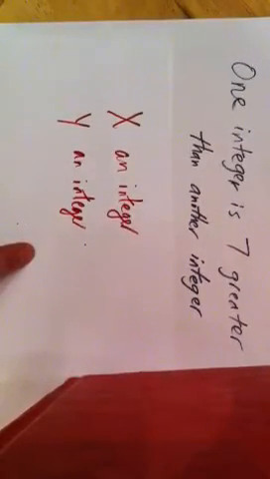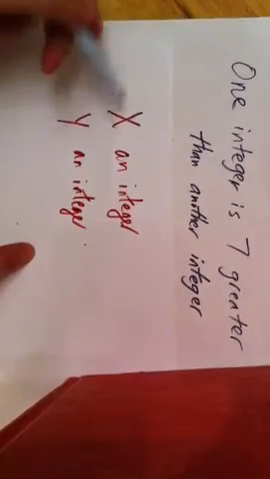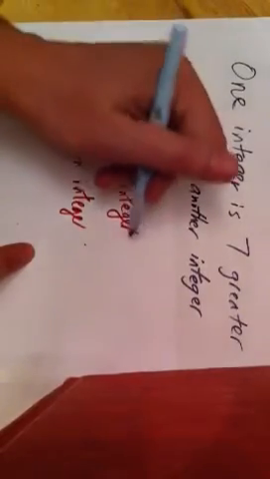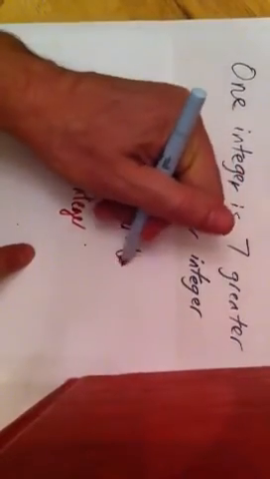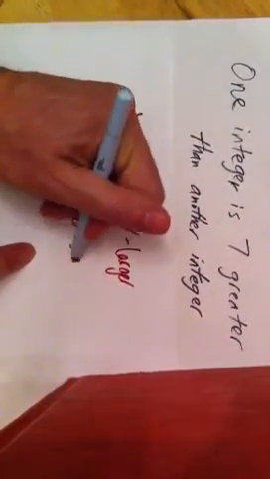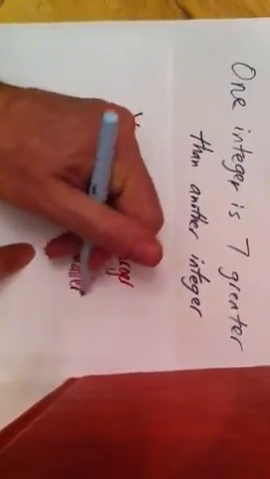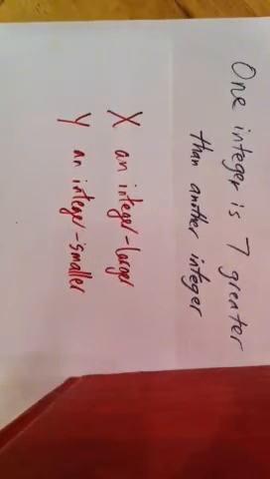Now, it says that one integer is 7 greater than another. So just for fun, I'm just going to pick x and say that that's the larger one. We can do that because all we're doing is naming it, so we're not really breaking any rules. We can name it whatever we want. X is a larger integer and y is a smaller one. Okay, so now we're ready to go ahead and translate that into math.